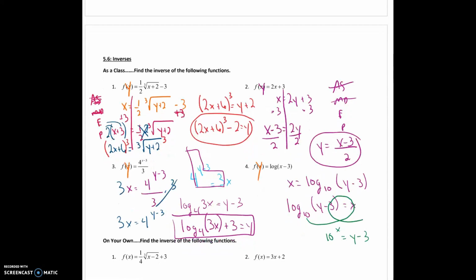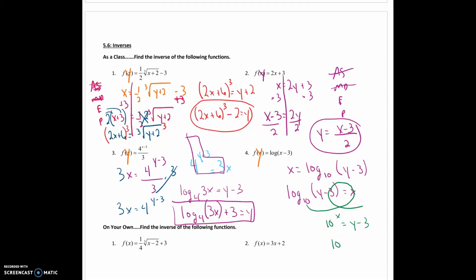And now to get y by itself, I'm just going to add 3. And here's your inverse, 10 to the x power plus 3. It's not part of the exponent. It's normal sized, equals y. So now what you're going to do are the next 4 problems.